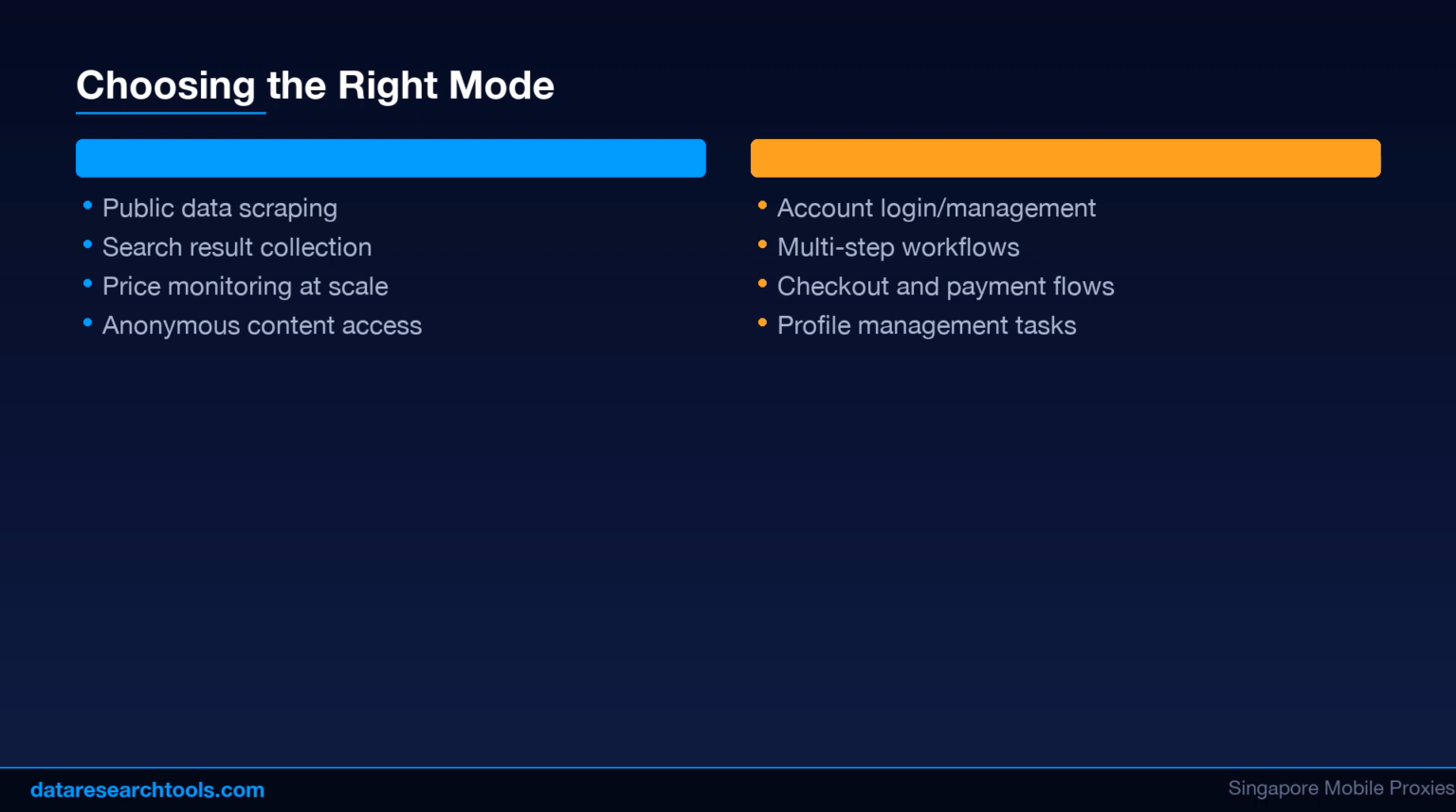Can I use rotating mobile proxies for account work? Not with standard per request or time-based rotation. For account work, mobile proxies need to be configured in sticky mode, a dedicated IP per account that stays consistent for the full session. Mobile proxies are the right proxy type for account work because of carrier trust levels. But they need to be in sticky configuration, not rotating.